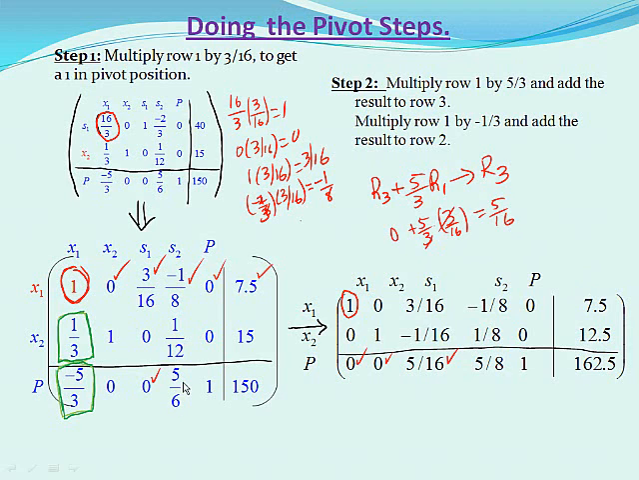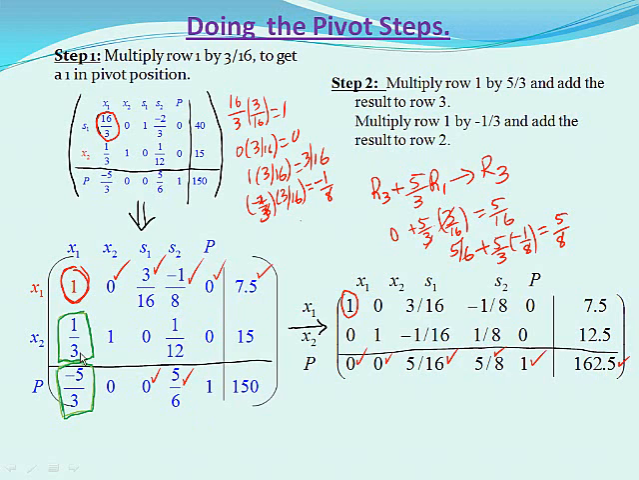So that is this entry here, 5 by 16. One more, 5 by 6 plus 5 by 3 times element from the row 1 is negative 1 by 8. And when we do this one, we will get 5 by 8. That is this entry here, 5 by 8. And also the other entries. 1 plus 5 by 3 times 0 will be 1. 150 plus 5 by 3 times 7.5 will produce 162.5.